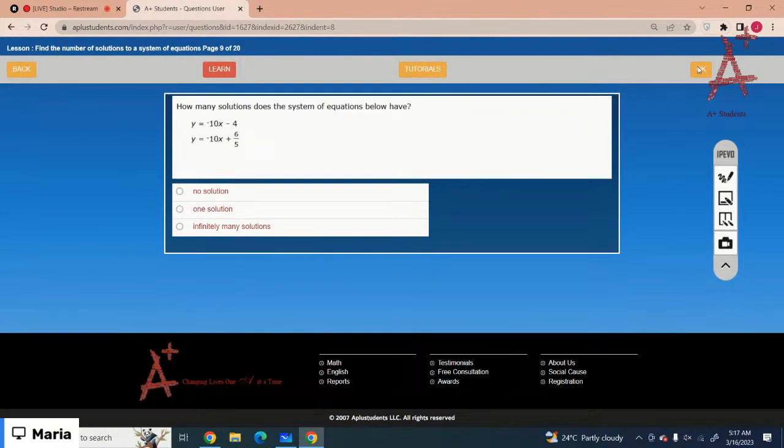Okay, y equals negative 10x minus 4 and y equals negative 10x plus 6 over 5. So this is the case, both the equations have same slope but different y-intercept. So when both the equations have same slope and different y-intercept, that means the equation has no solution. Got it? So the correct option is no solution.